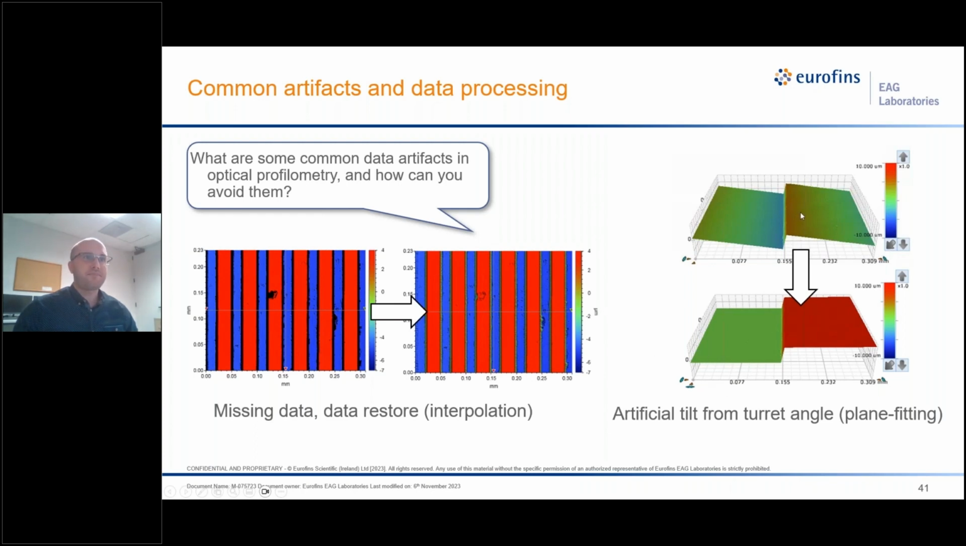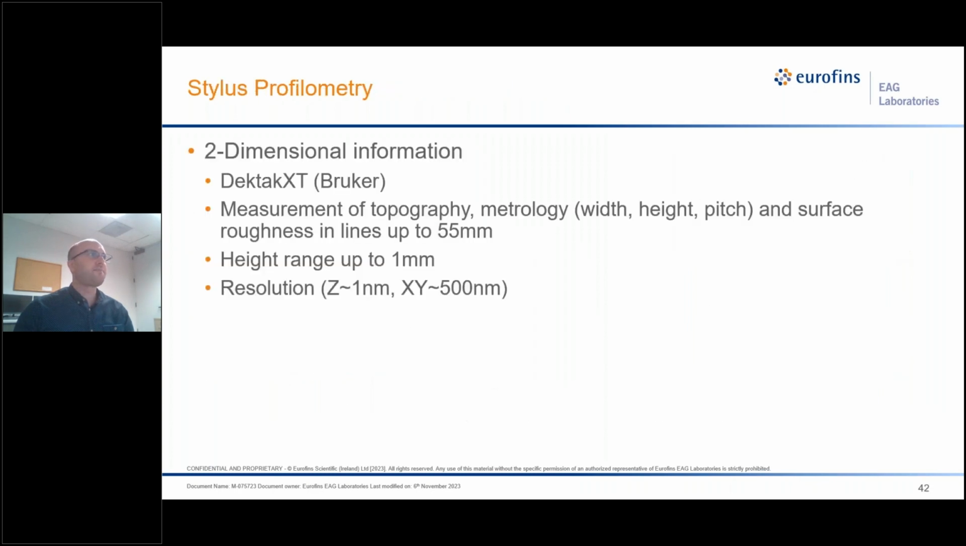And then oftentimes you have to tilt the turret, or your sample's not totally flat when you're measuring it. So you'll have artificial tilt, and then you can just use plane fitting for that. There are other optical artifacts you can get, like on really smooth curved samples. You can get some leftover from the interference pattern. You can remove that with Gaussian filters, stuff like that.